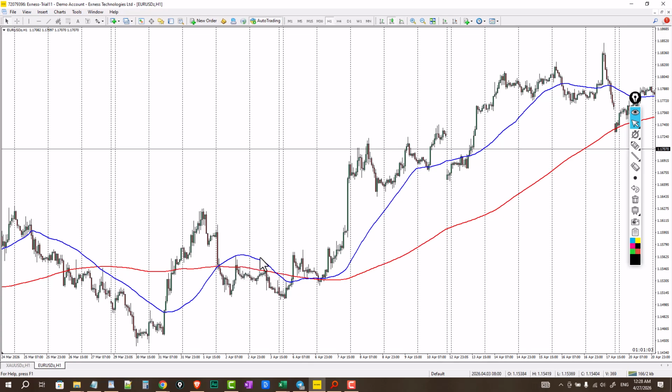Okay, and then you can see it crossed below this red line. In this case, this would have been an indication to go short. This is just an example that I'm showing you. It's not like I'm telling you this is the best trading strategy out there. No, this is just to give you an example.